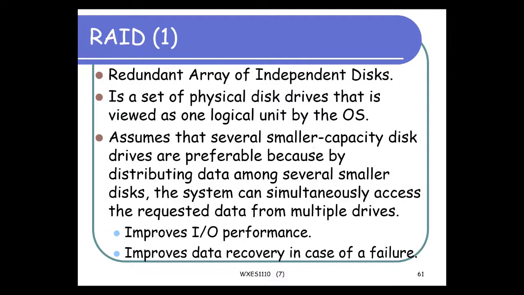Several smaller-capacity disks are preferred because by spreading data among several small disks, the system can simultaneously access the requested data from multiple drives. Instead of using one big drive, which is expensive and slow, you have small-capacity disk drives. So the system can simultaneously access the requested data from multiple drives in a parallel way.